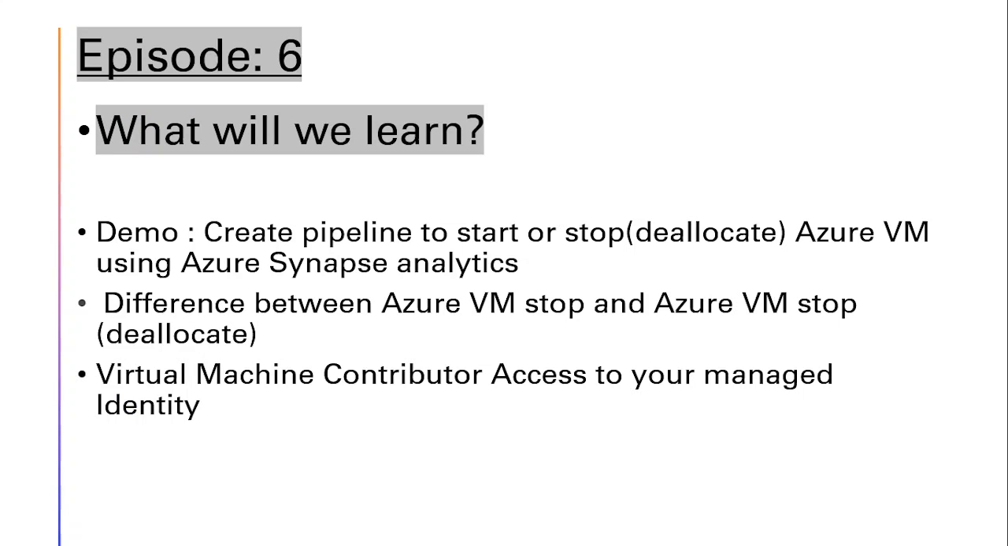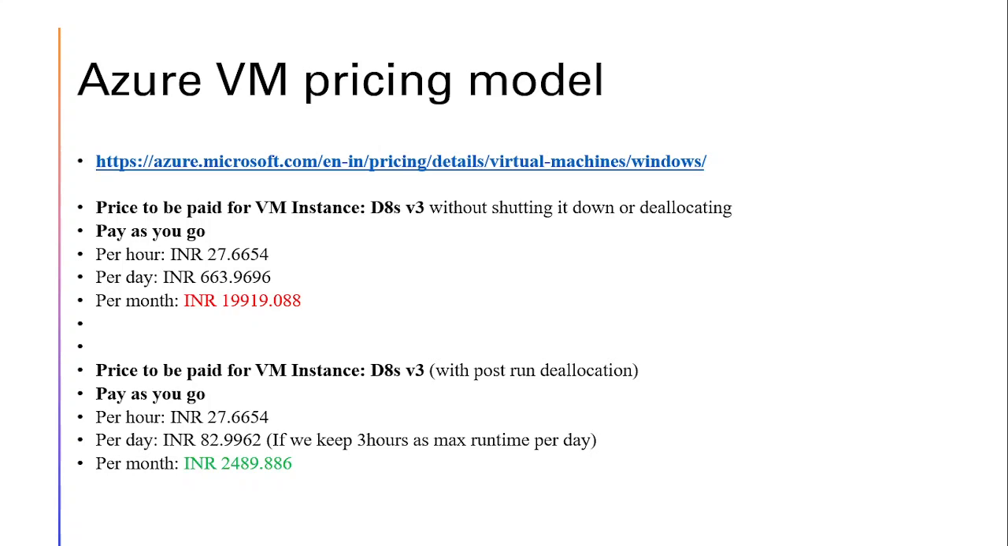So in our previous video, we have discussed what is the difference between VM stop and VM stop plus deallocate and what access we need in our managed identity in order to do this process. Okay. So I won't go much in details because in previous video we have covered this, why we need to automate this process and what is the VM pricing model.